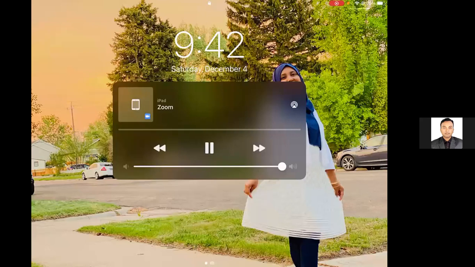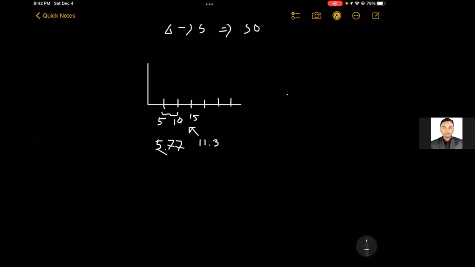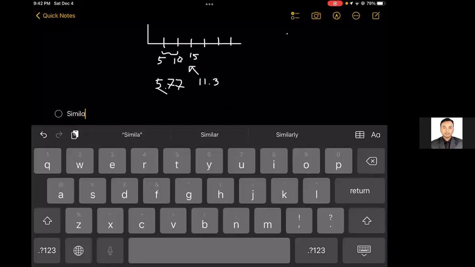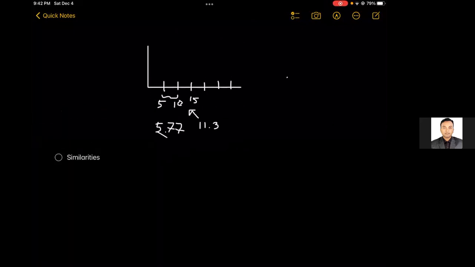First thing we want to do is to find the similarities between a bar graph and a histogram. And then we'll be finding the differences between these two, right?